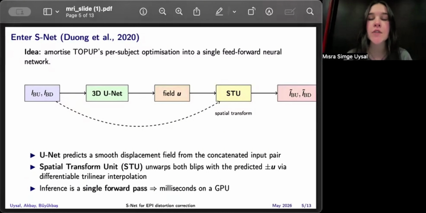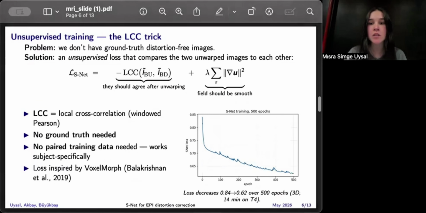That's the speed promise. The question is how you train such a network, given that we don't have ground truth distortion-free images. The answer is to train unsupervised. The loss has two terms. The first is the local cross-correlation, LCC, between the two unwarped images. If the network has predicted the correct field, both unwarped images should look like the same underlying anatomy, so they should be highly correlated. The second is a diffusion smoothness regularizer on the predicted field, with a weight lambda that we set to 0.01 following the original paper.